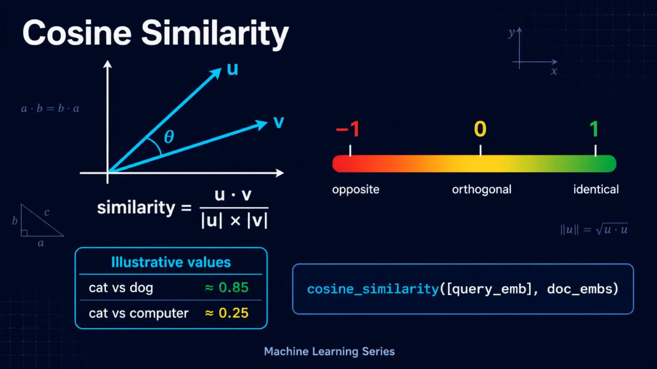Cosine similarity is the most common metric for comparing embeddings. It measures the cosine of the angle between two vectors, ranging from -1 for opposite directions to 1 for identical directions. The formula divides the dot product of two vectors by the product of their magnitudes. In practice, high similarity scores like 0.85 indicate related concepts, while low scores like 0.25 suggest unrelated content. Most vector databases use cosine similarity internally, though some also support Euclidean distance or dot product as alternatives.